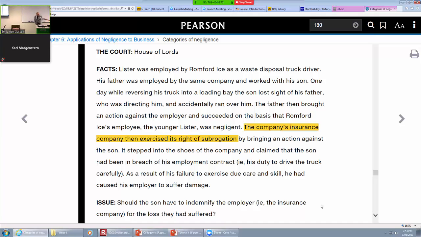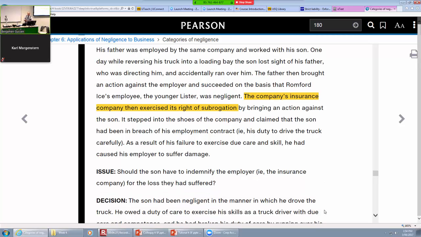Yes. People, why am I talking about the insurance company already? How did the insurance company get involved? So it must be that the employer was what? Insured. Thank you. So the employer went to the insurer, who paid the father. But now what are they going to do? So they turned around and used subrogation by bringing an action against the son. Is that useful? What are you going to get out of that? Does the son have money? Does the father have money?